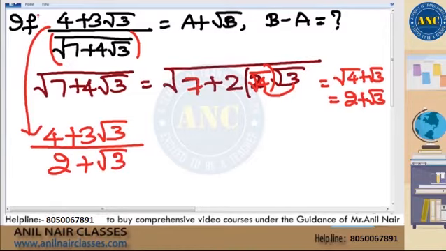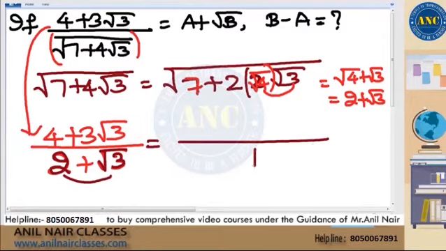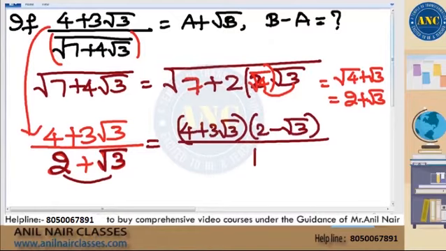But again the concept did not complete here. Why? Because I need to rationalize it. I need to rationalize. This 2 is nothing but root 4. Root 4 and root 3 are present. Subtract 4 and 3, it is nothing but 1 in the denominator. Numerator is 4 plus 3 root 3, already present. Multiply with 2 minus root 3. And now you should simplify.